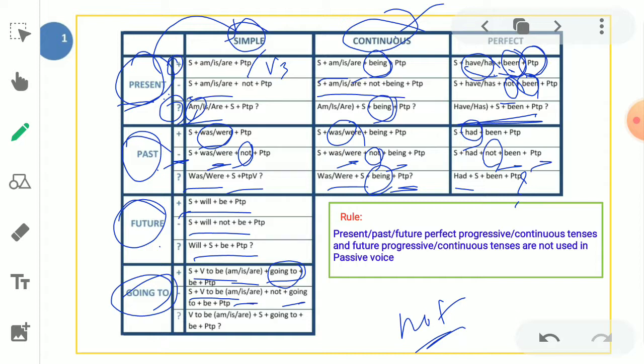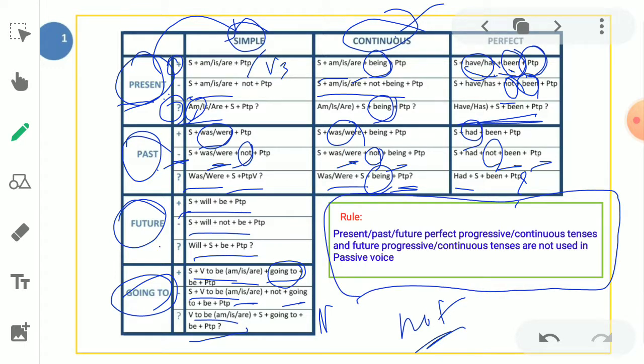When you begin the sentence as a question, you have to take the be form of am or is or are plus subject plus going to plus be form, then V3 form. So this is the formula you have to keep in mind. These formulas are very important to understand the conversion of sentences from active to passive. But one more rule you have to keep in mind.